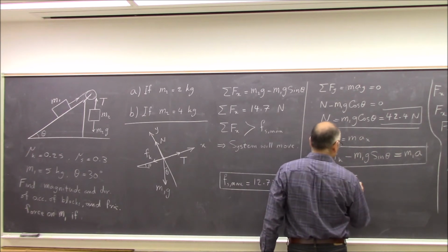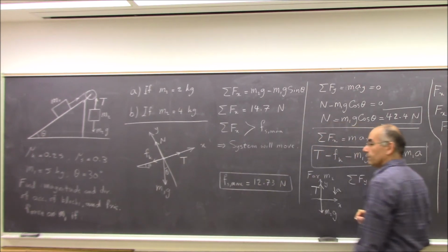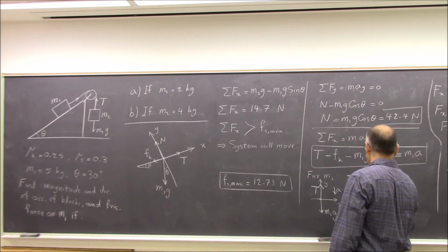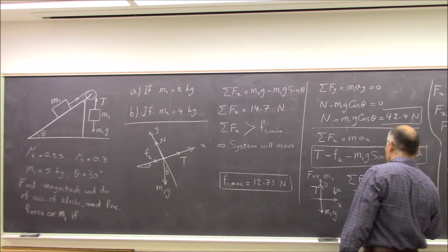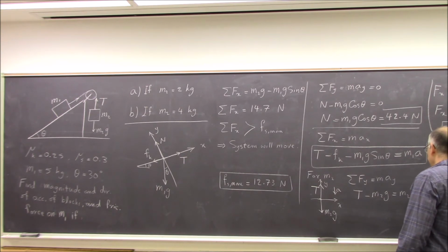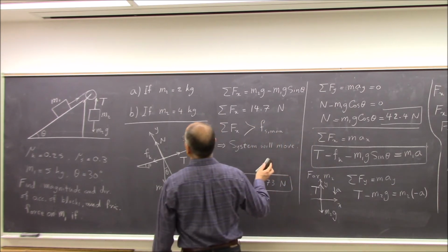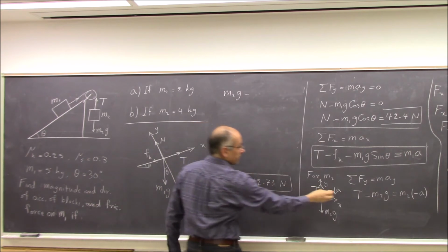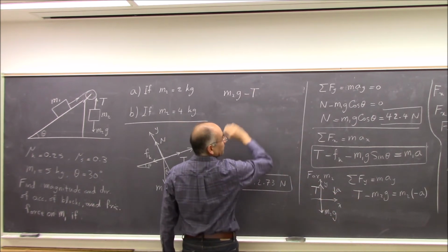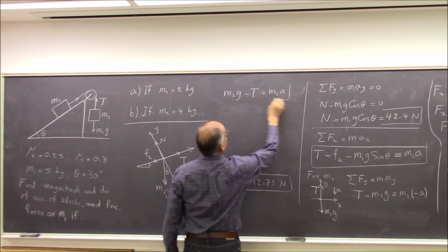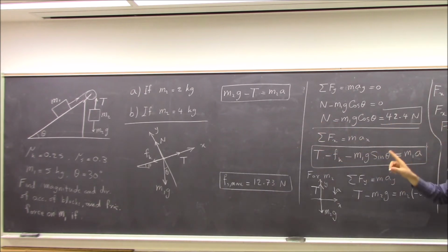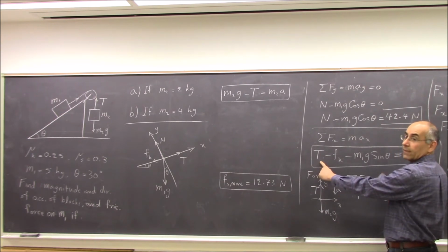So when we write sum of Fy equals M2 ay for M2, that will give us T minus M2g equals M2 times the y component of acceleration, which is negative a. Right? See, I'm following the math exactly. Now, you have another equation for a and T. If we multiply this by a negative sign, we get M2g minus T equals M2a. Now look at this equation and this equation. These are two equations with two unknowns. If we add the two equations, T will cancel out and we can solve for a.